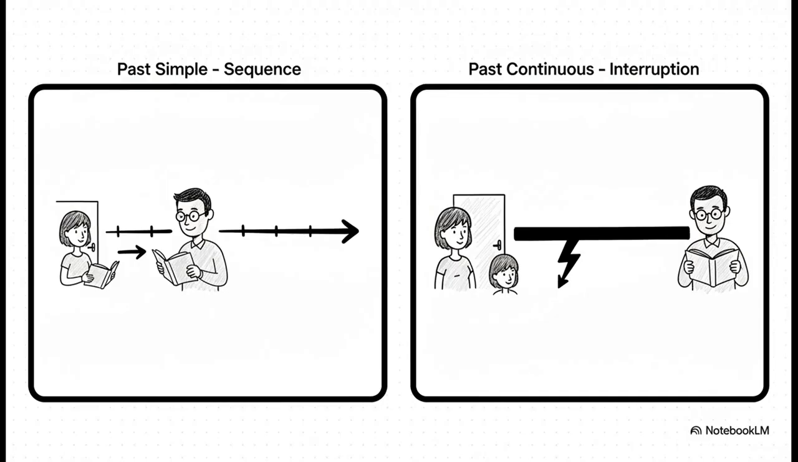And here it is. This is that aha moment. On the left, with the past simple, she arrives, then he starts reading. It's a sequence. But on the right, her arrival happens right in the middle of his reading. He was already deep into his book. See the massive difference? One describes a reaction, the other sets a scene. It's a completely different vibe.